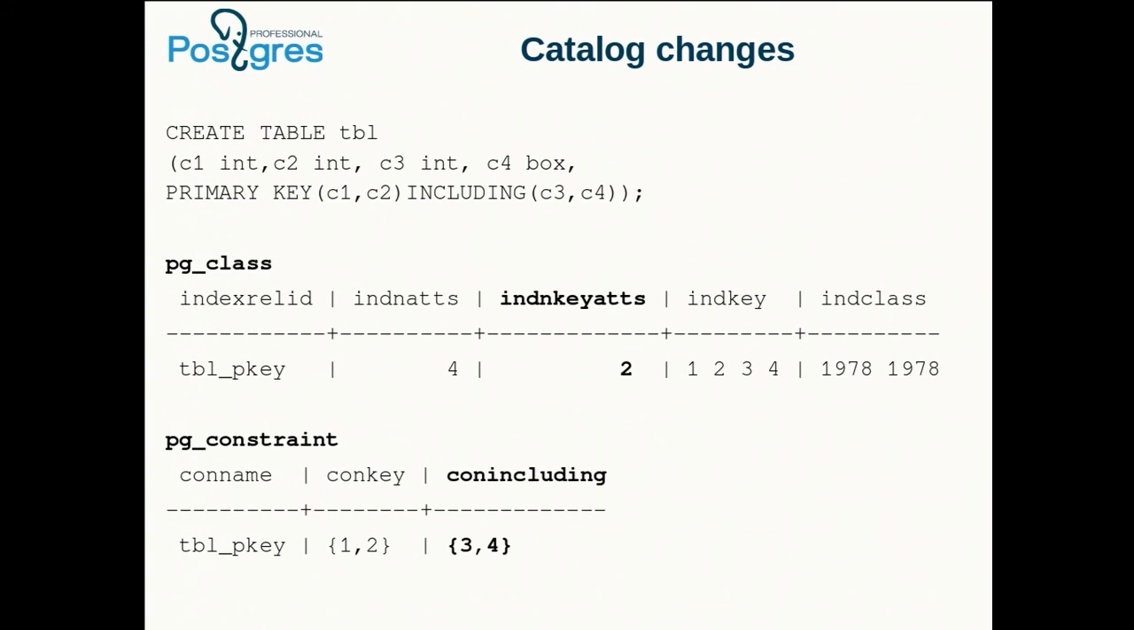So in order to keep information about key and included attributes, I had to add a new column to the system catalog table pg_class, indnkeyatts, which points out how many key attributes we have. And I think some refactoring is required now because indnatts is not actually key. It is everything that is in the index, and the name is a bit confusing. It also added a new column in the pg_constraint catalog. At the beginning, I thought that it is unnecessary, that the row in pg_class is enough, but tracking dependencies doesn't work as appropriate, and so we need this column conincluding to track dependencies. So when we remove a column which is included in our index, we should remove the index as well, cascade.